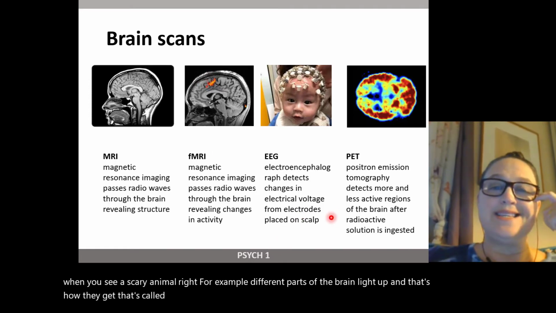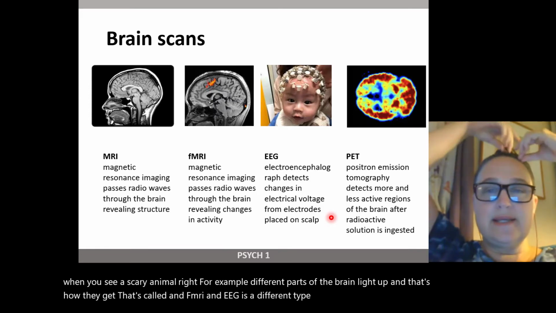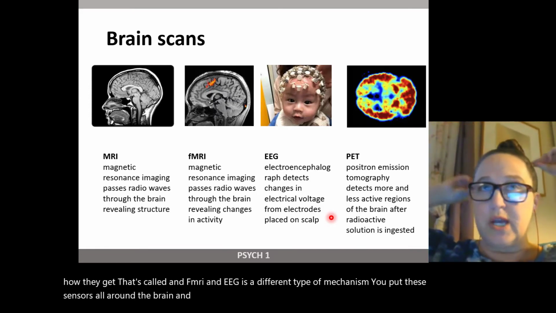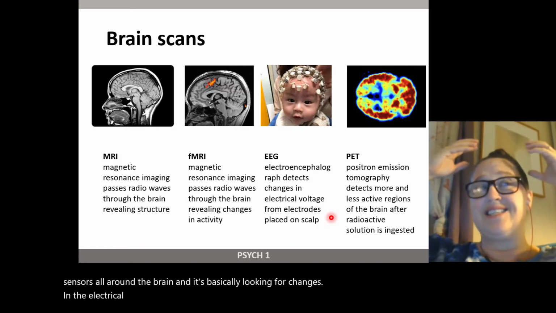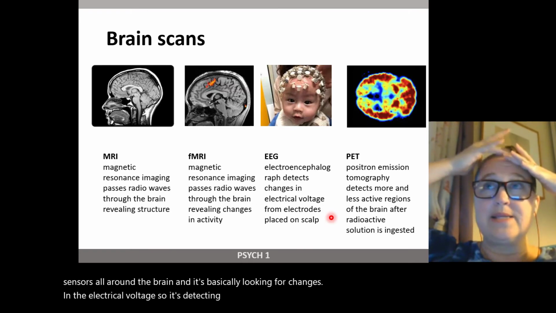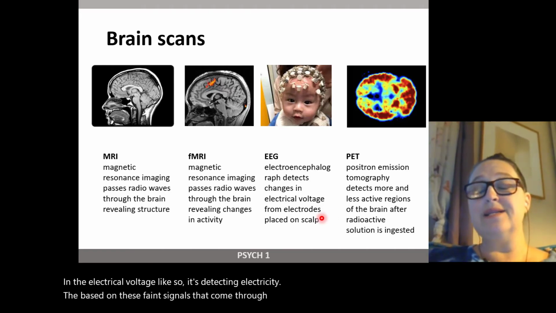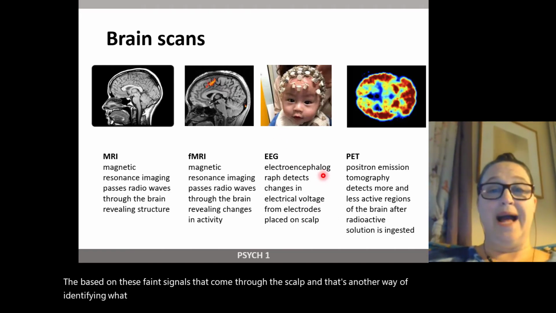An EEG is a different type of mechanism. You put these sensors all around the brain, and it's basically looking for changes in the electrical voltage. So it's detecting electricity based on these faint signals that come through the scalp. And that's another way of identifying what parts of the brain might be active.